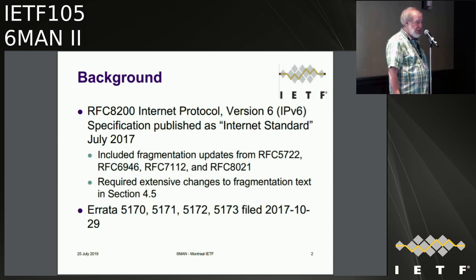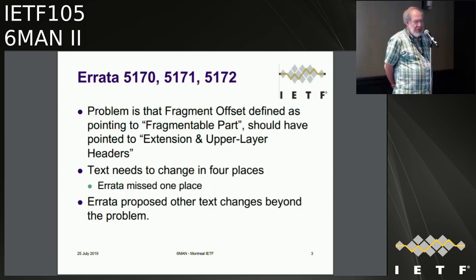It required extensive changes to the fragmentation text. And a bunch of errata were filed in October of the same year, and it's taken a while to get around to look at them very closely. So the underlying problem is that the fragmentation offset, defined as pointing to the fragmentable part, which was the way it's written in the spec that we were updating, should instead point to the extension and upper layer headers, not to the part after that.